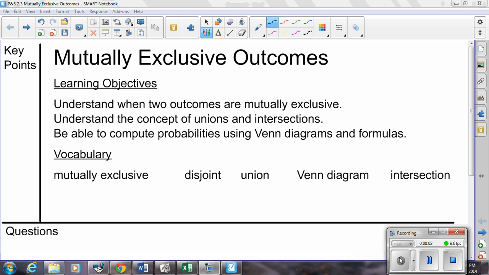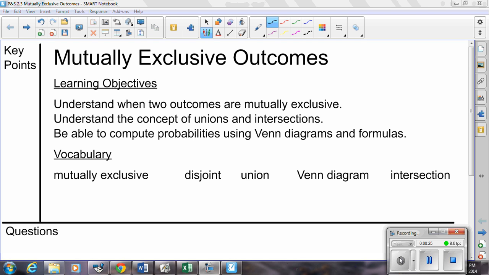In this video, we will discuss the probability behind mutually exclusive outcomes. We only have 3 learning objectives. The first, understand when 2 outcomes are mutually exclusive. That one's basically just the vocabulary. What mutually exclusive means, it's very straightforward.